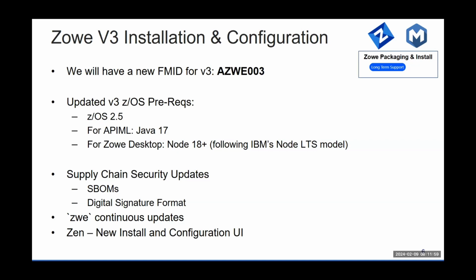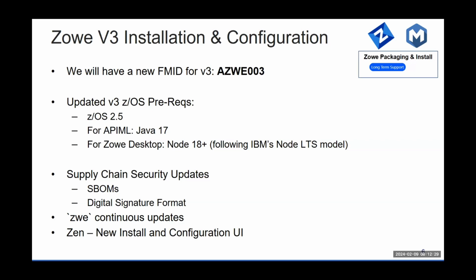For API ML, you may have seen in their office hours, the minimum version of Java will be 17 going forward. And for Zowe Desktop, it is going to be Node 18. And more generally, for Zowe Desktop, we're going to be following IBM's Node LTS model, though our support for their LTS versions of Node may lag behind by a couple days or weeks as we validate that Zowe is compatible with them.